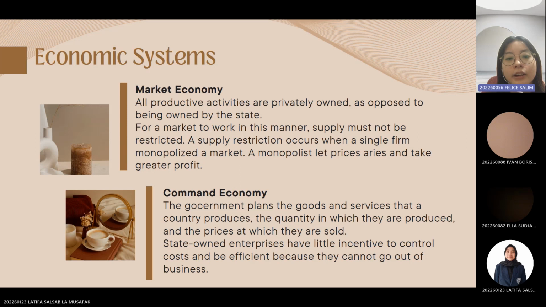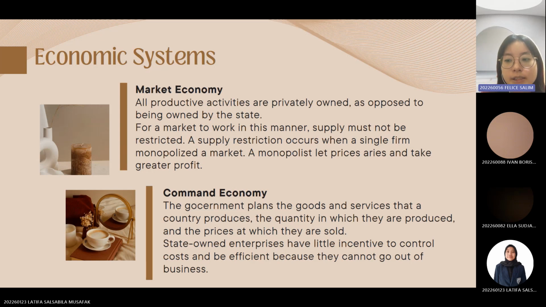And then the contrary of it is command economy. It's where the government plans the goods and services that a country produces, the quantity in which they're produced, and the prices at which they are sold. So the government will set the prices and the production schedule.